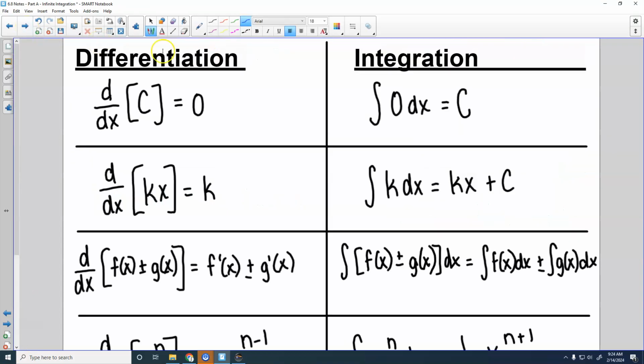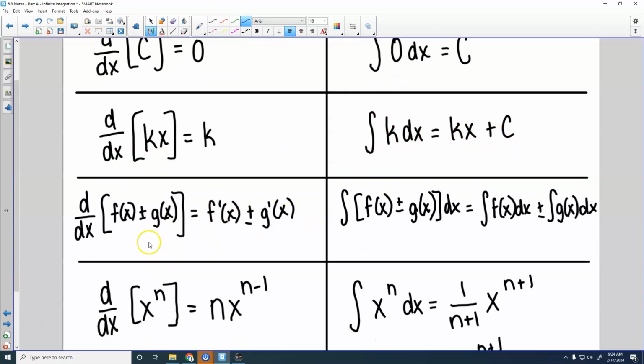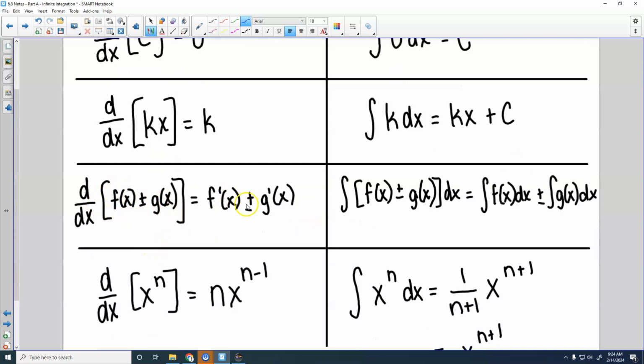All right. Some properties of integrals compared to their differentiation rule. For example, to take the derivative of c, we would get 0. So when we integrate 0, we get c. To take the derivative of k times x, we just get k. If we integrate just the k, we get k times x plus c. If we want to take the derivative of f and g separately, we can do that. If we want to integrate f and g separately, we can do that.